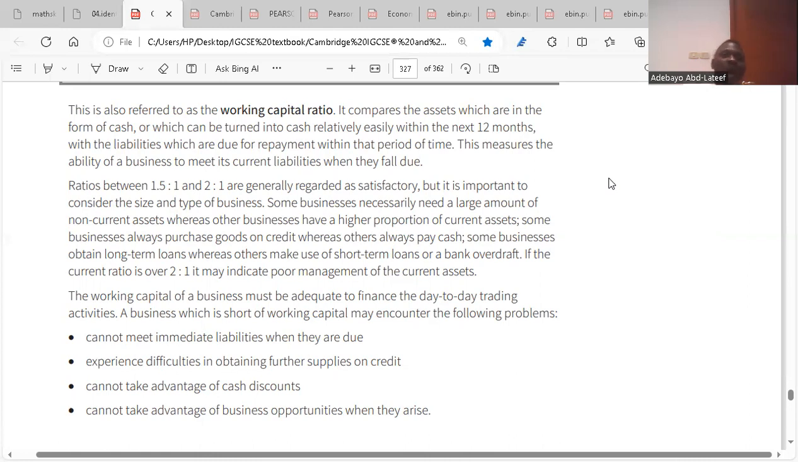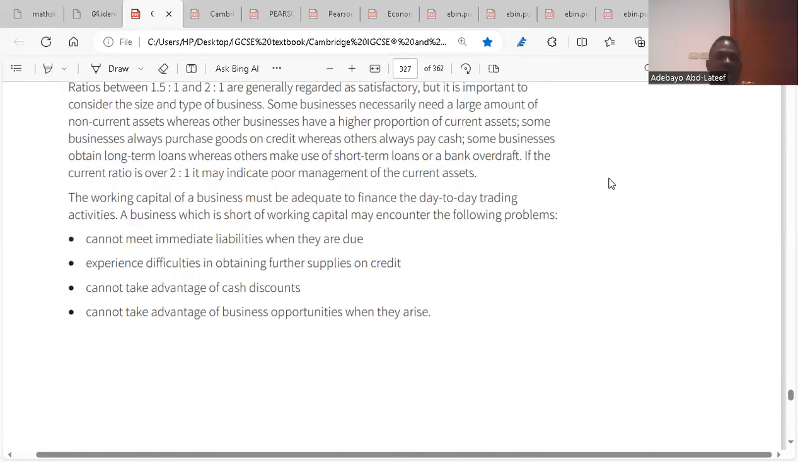That means the business will have more cash flow. You get the point here? Yes. But if your working capital ratio is falling, then it becomes a problem for the business. What are the problems that the business might encounter if your working capital ratio is becoming less? One, it means that you won't be able to pay your current credit suppliers when it's due to pay. That's the first one.